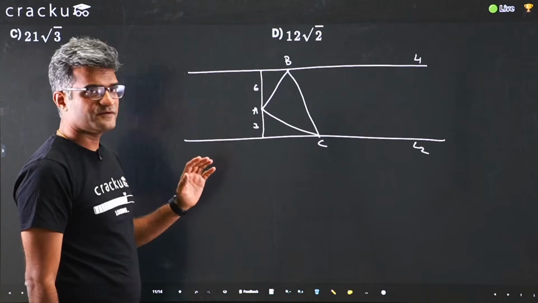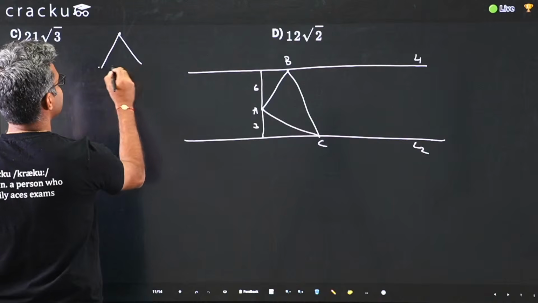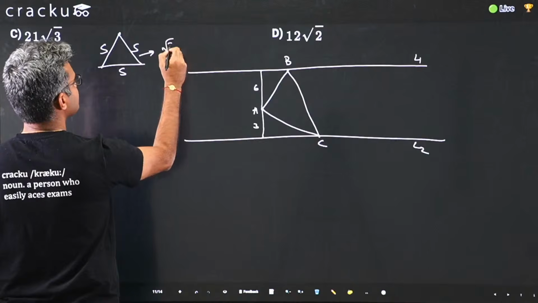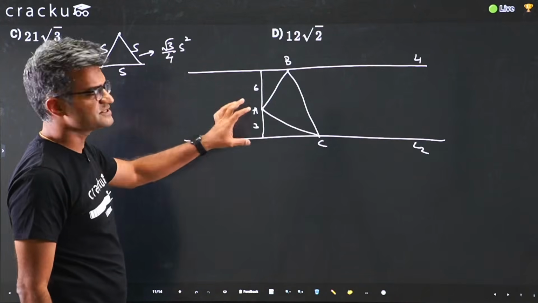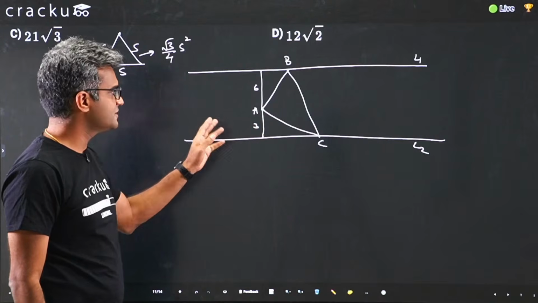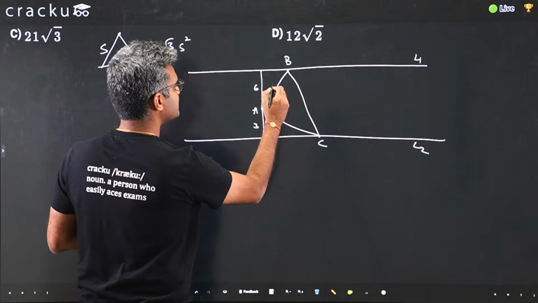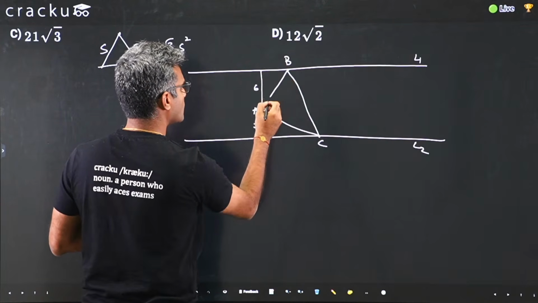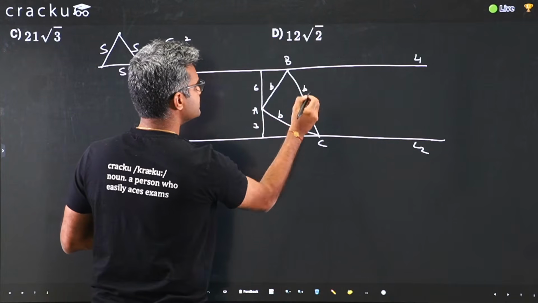We know the formula for the area of an equilateral triangle. The formula for an equilateral triangle of side S will be root 3 by 4 S square. So if we can calculate the side of this equilateral triangle, we will definitely solve the question and calculate the area of this equilateral triangle. Let us assume that the equilateral triangle side is B. That is, let this be B, let this be B, and let this be B.